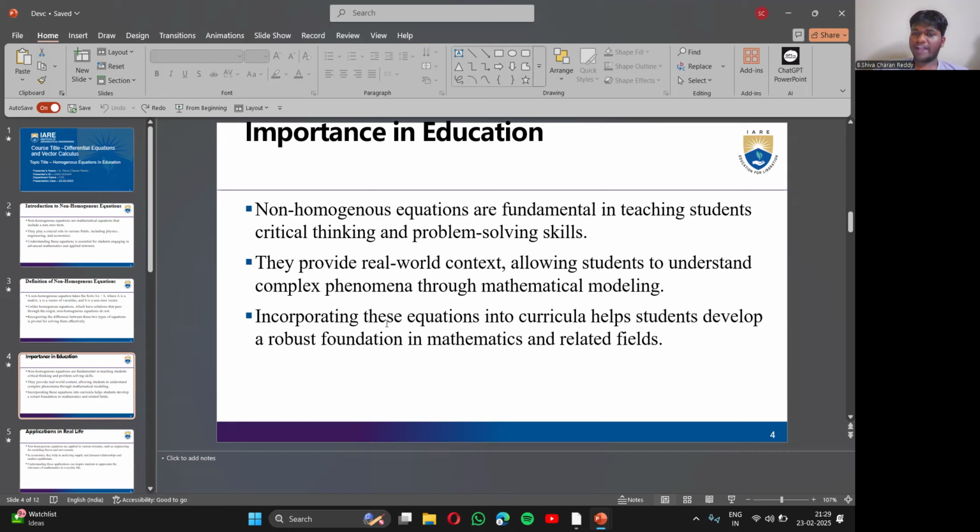And yep, coming to its importance in education, non-homogeneous equations are fundamental in teaching students critical thinking and problem-solving skills. They provide real-world context, allowing students to understand complex phenomena through mathematical modeling. Incorporating these equations into the curriculum helps students develop a robust foundation in mathematics and related fields.